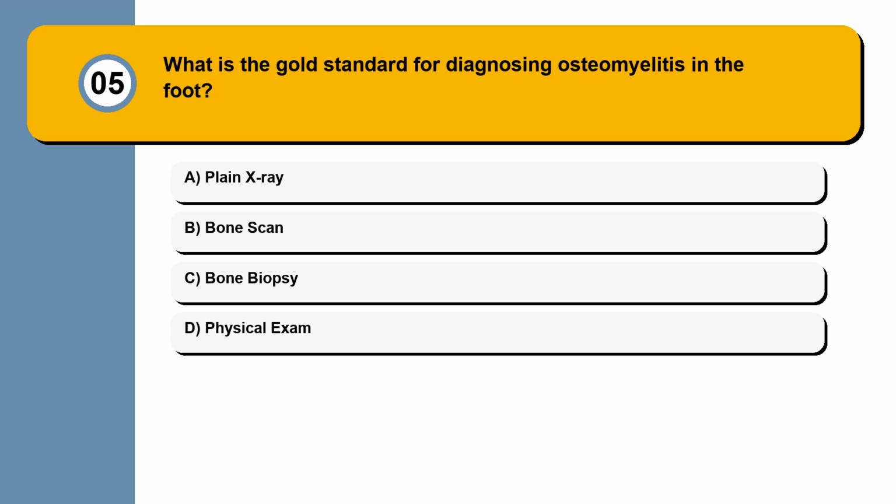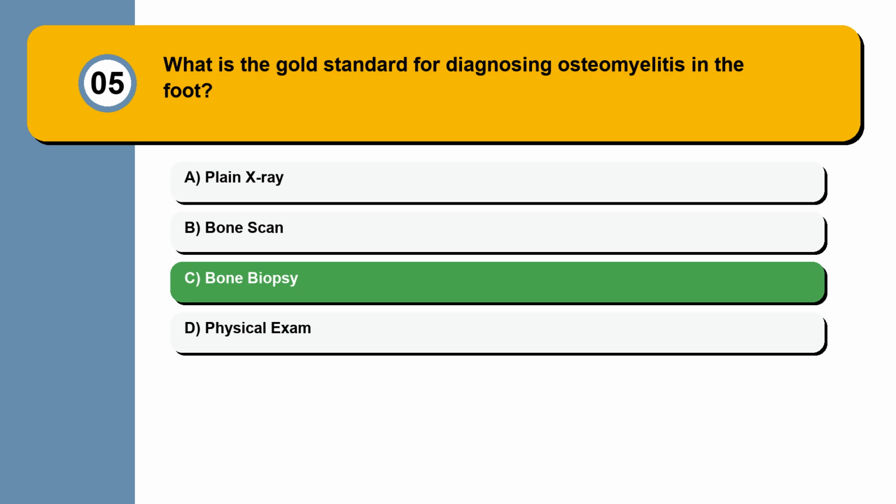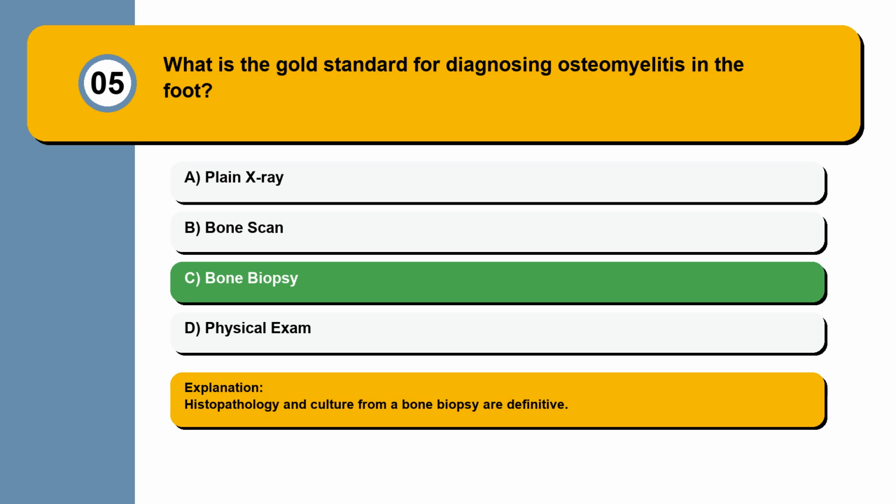Question 5. What is the gold standard for diagnosing osteomyelitis in the foot? Plain X-ray, bone scan, bone biopsy, physical exam. Histopathology and culture from a bone biopsy are definitive.